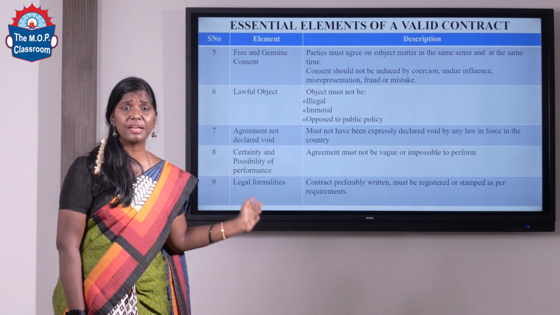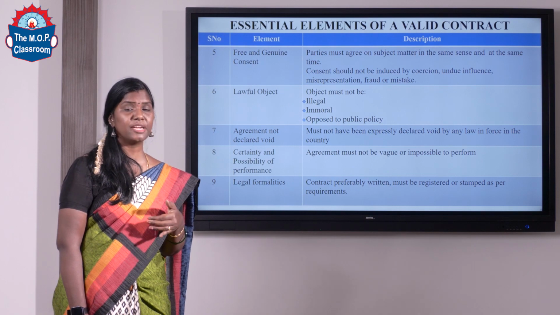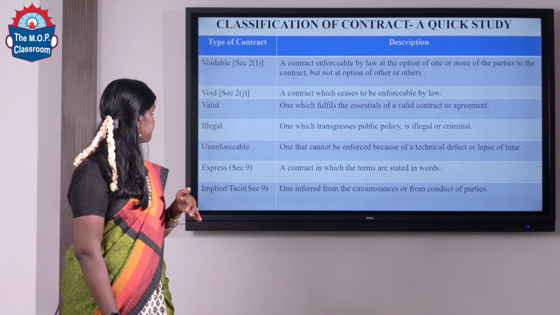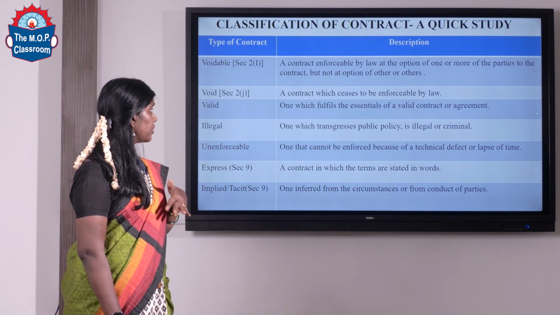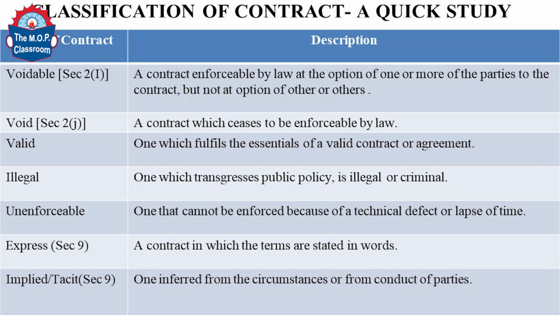So these are the 9 essential elements of a valid contract. Classification of a contract, a quick study. So, what is a voidable contract? According to section 2(i), it is a contract enforceable by law at the option of one or more of the parties to the contract, but not at the option of the other or others. Then it is a voidable contract.